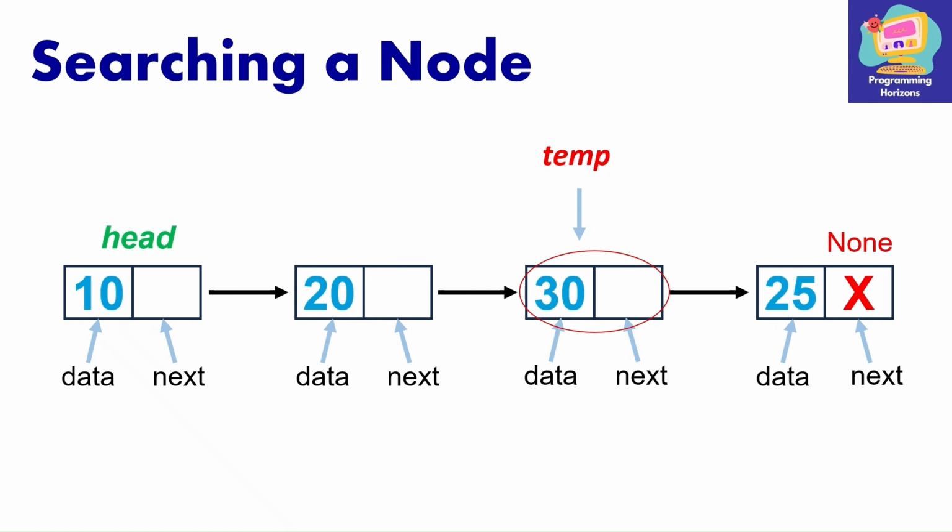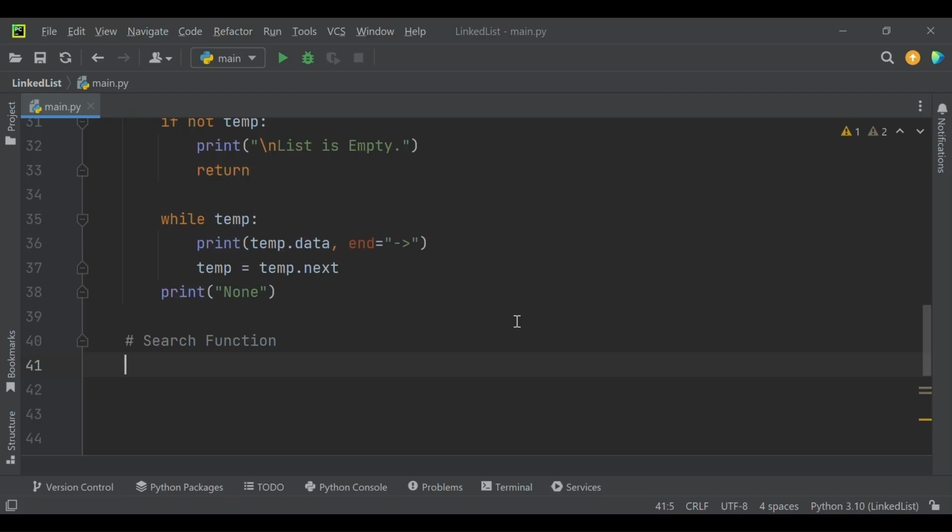And in this case, we have found our search key at the third node. So our search is successful, and therefore we don't need to jump to the next node. In case even after traversing the whole list, the value is not found, then we conclude that our search is unsuccessful. Let's move on to implement our search function. So we will type here the name of the function, which is search, and pass here key as an additional parameter.